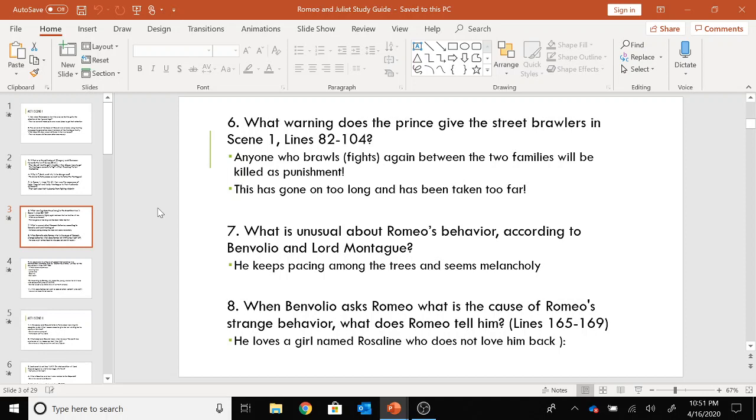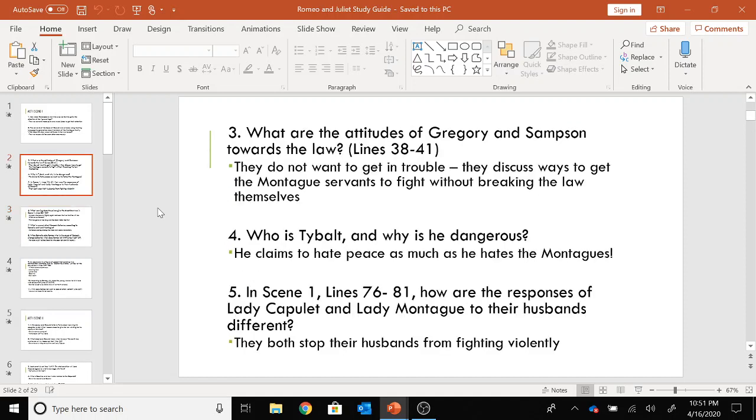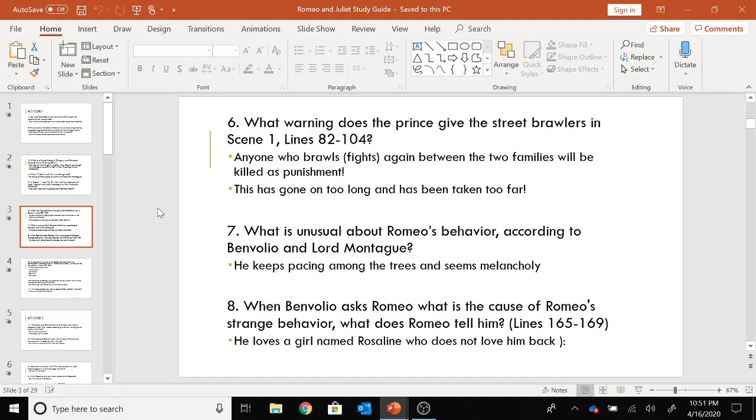And so it leads back to that Gregory and Samson. They don't want to break the law, right? And you have a reason why. You may say this seems a bit extreme, that fighting would lead to punishment by death, but the excuse here is the prince says this has gone on for far too long and has gotten out of hand. Both sides have taken it too far, and the only way to resolve it is by making this very, very steep punishment.